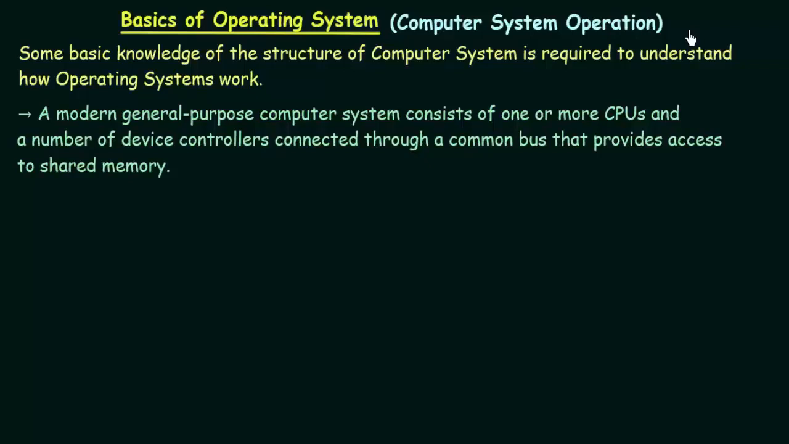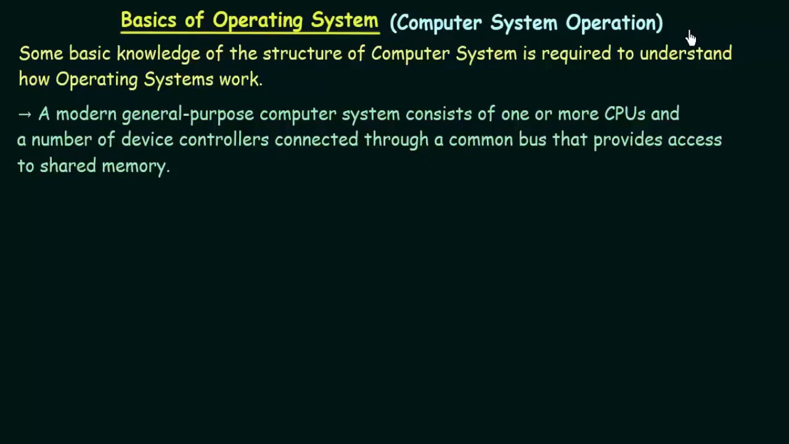Now, why I am doing this is because some basic knowledge of the structure of computer system is required to understand how operating systems work. So, by studying about this structure of computer system, this will provide you a base for understanding operating system. So instead of directly diving into how operating system works, we should have a base about this so that it will help us to understand in a clearer way about operating system.